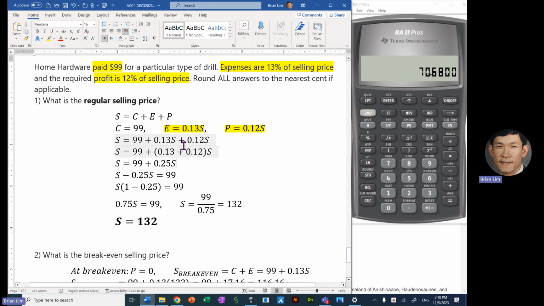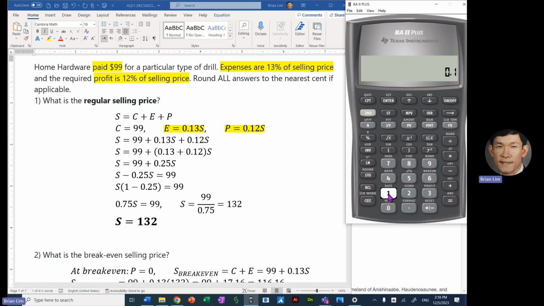So we insert those numbers into this formula. Selling price is equal to cost plus expenses plus profit. So S is equal to 99 plus 0.13S plus 0.12S. Now we can combine the two terms that have S, 0.13 and 0.12, as we see right here. And that would give us 0.13 plus 0.12. That gives us the 0.25S, as we see right here.